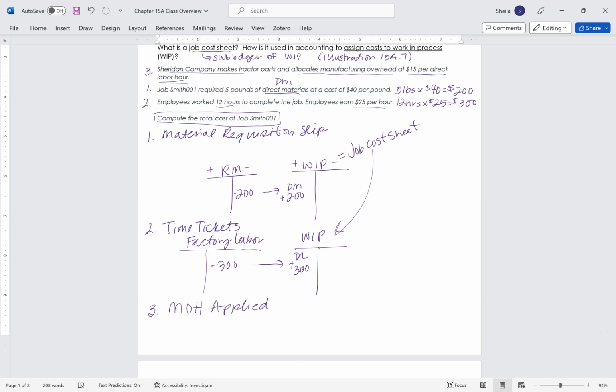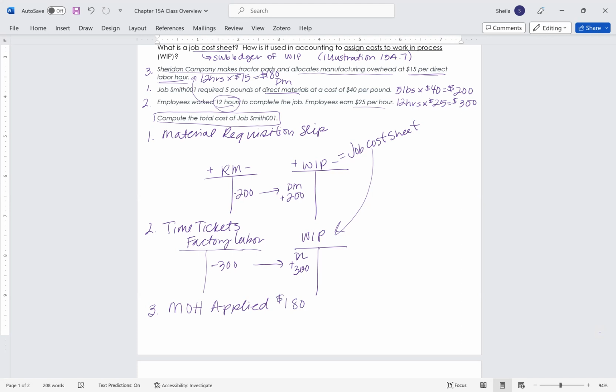So how do I calculate that? Well, if employees worked for 12 hours, I'm going to take my 12 hours times my rate, which we're going to learn later is called a predetermined overhead rate, of $15. And that is going to give us $180. So $180 of overhead is applied.